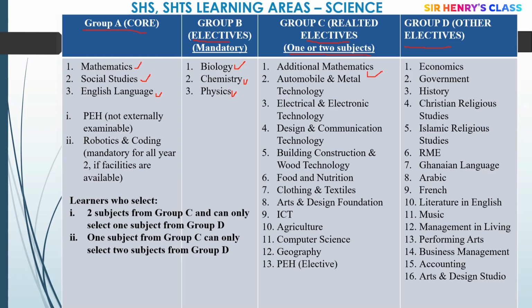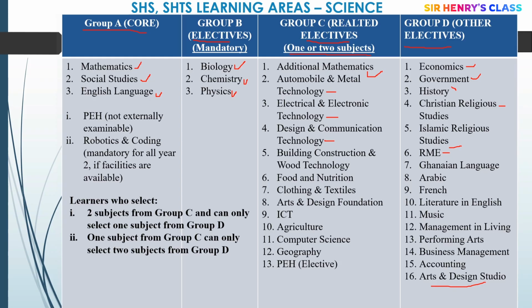So here we have additional maths, automobile and metal technology, electrical and electronic technology, design and communication technology, building construction and wood technology. It goes down there to PH. So you choose either one or two. Then we come to the other electives where we have economics, government, history, Christian religious studies, Islamic religious studies, RME, down to the art and design studio. So here too, you choose either one or two.